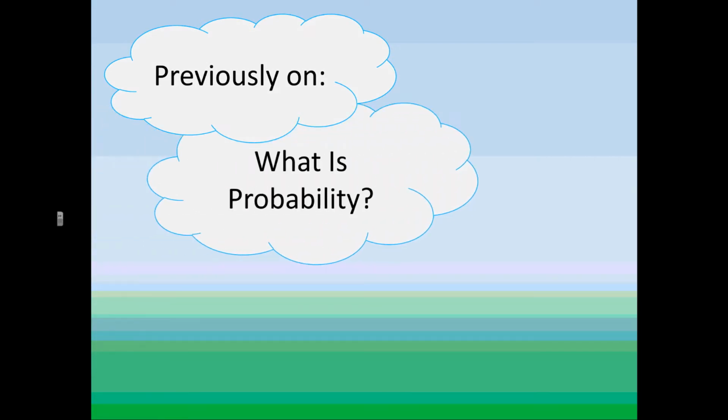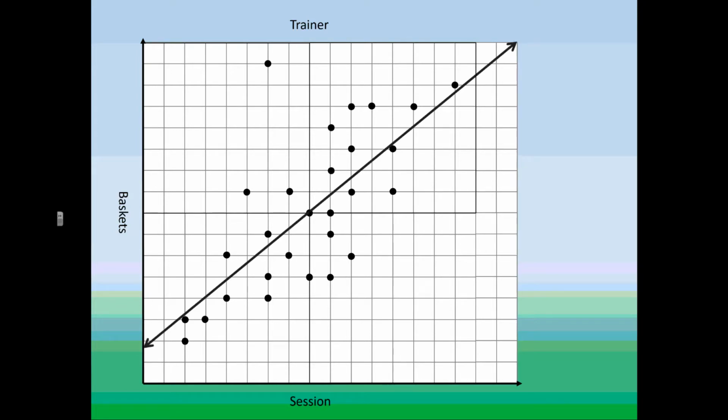What is Probability? So last time we talked about a big graph and we had a trainer, and over a certain number of sessions people were getting more and more baskets in a row. These were all bubbles representing people. Each of those dots is a person, what session they're on, and how many baskets in a row they can make. And we noticed that it was following a very clear progression. There was a nice linear progression there.